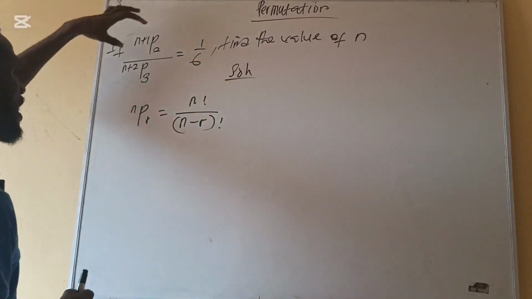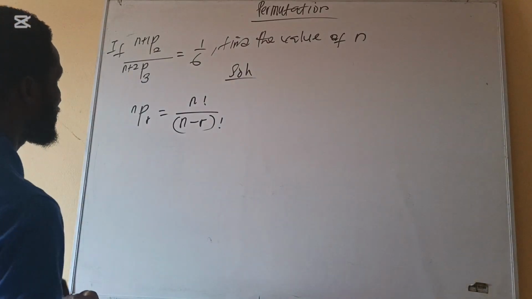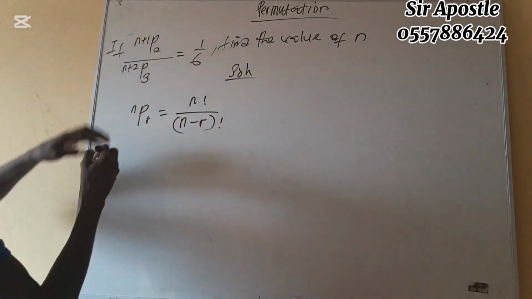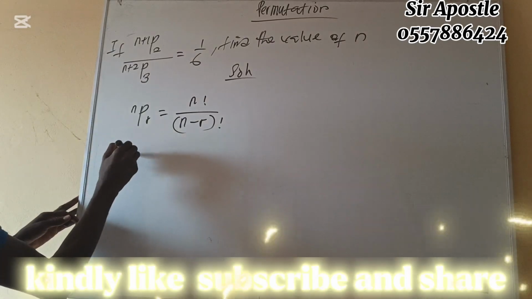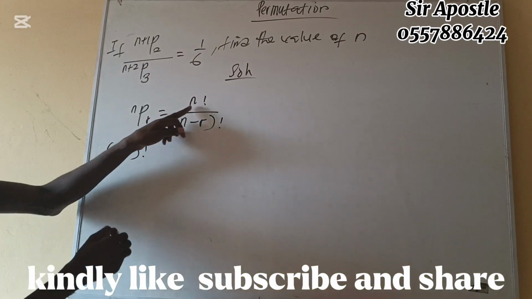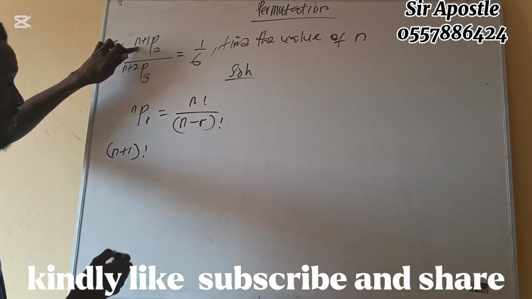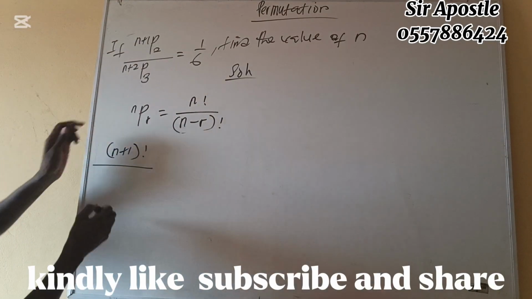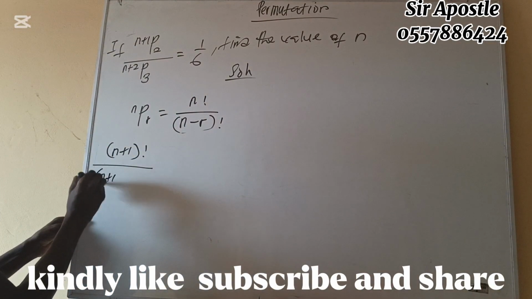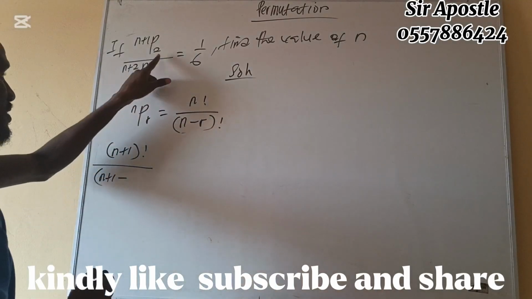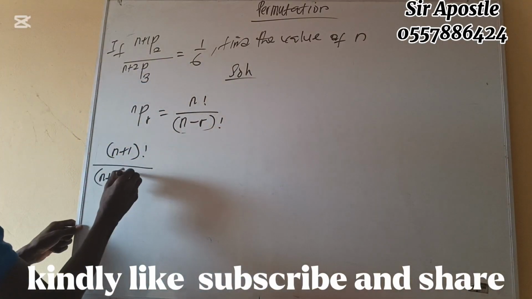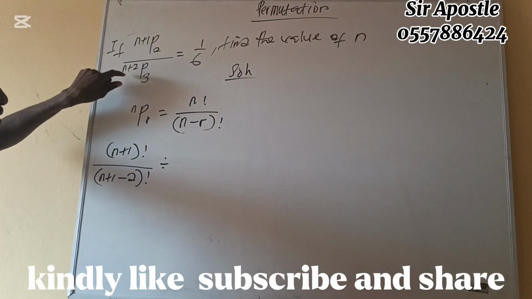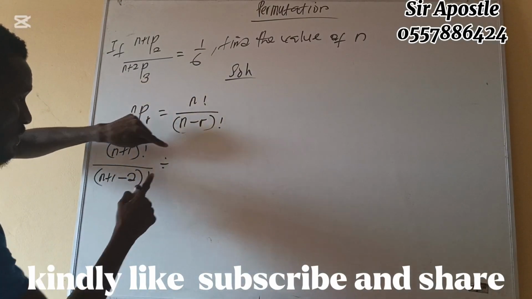So, with that, I can write this as (n plus 1) factorial, where the n is now n plus 1, divided by (n plus 1 minus r) factorial. What is the r? The r here is 2. So it is (n plus 1) factorial divided by (n plus 1 minus 2) factorial. Now, divided by the denominator. I want to do it like this.